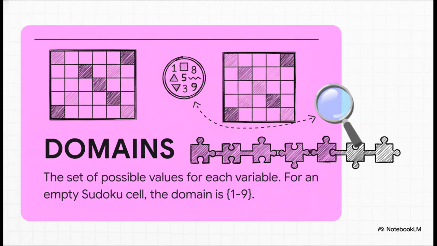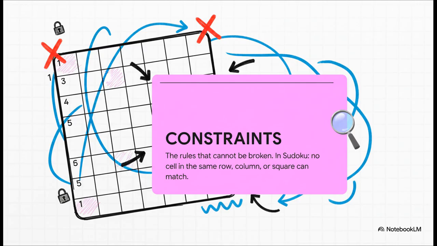Next, we've got domains. Every variable, every empty square, has a limited set of options. For any given cell in Sudoku, its domain is just the numbers 1 through 9. That's its entire universe of possible choices. Simple as that. And finally, maybe the most important word of all, constraints. These are just the rules, the things you absolutely cannot do. For Sudoku, it's pretty straightforward. No repeating numbers in any row, column, or 3x3 box. And these constraints are what tie everything together. They're what make it a solvable puzzle.